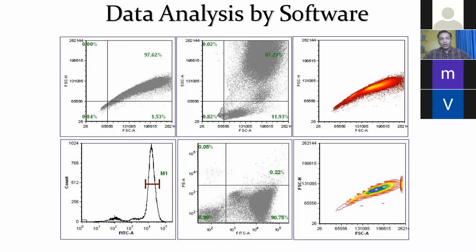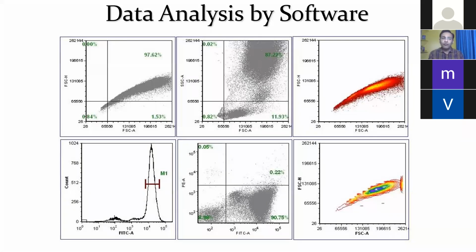If you are present inside a room and you have a window, you can see only the area which that window allows you. So that means there is a world outside and beside that window, but you can see only what the window allows you. The same way, when we put a gate and apply that gate to the next plot, we can see only those cells which we have gated.